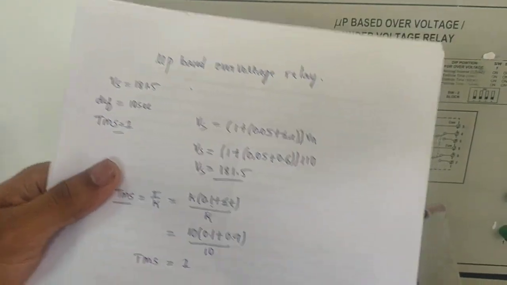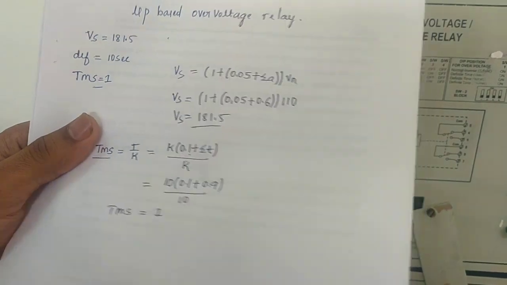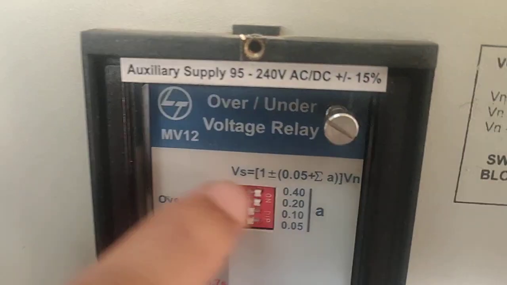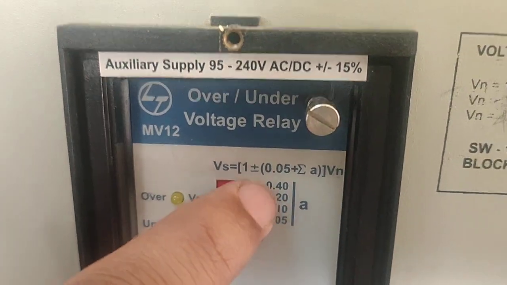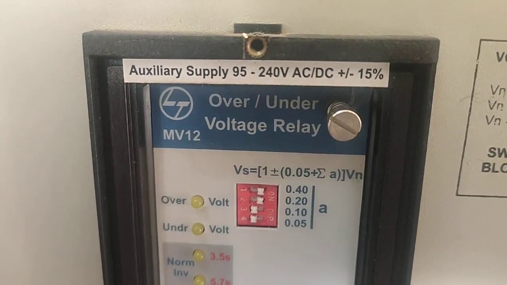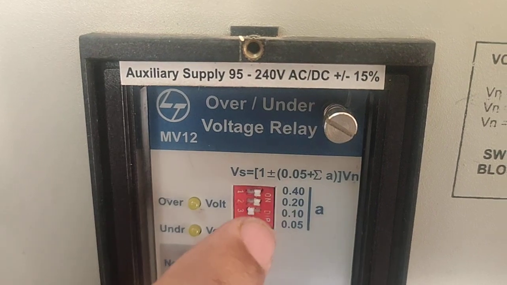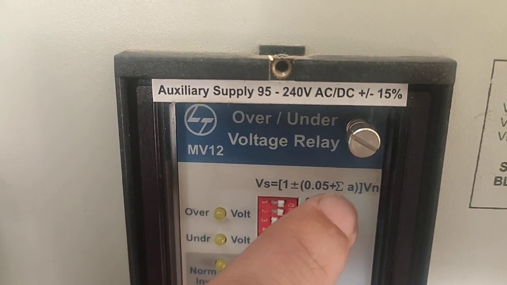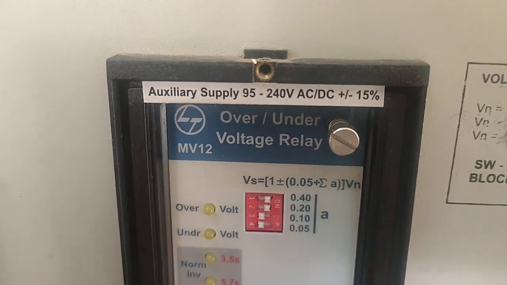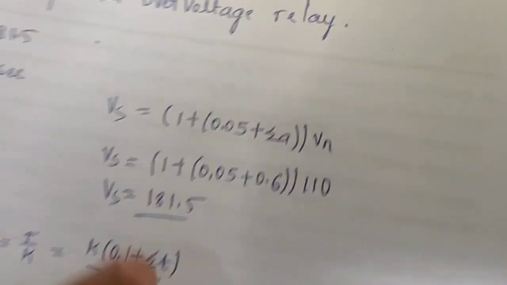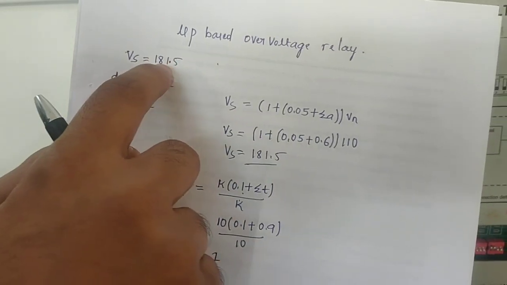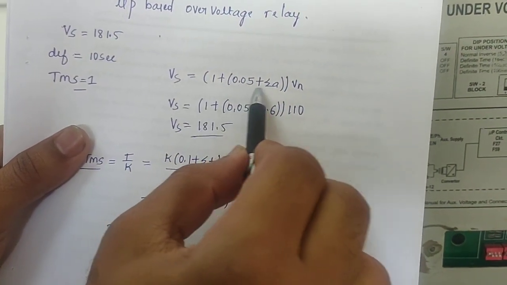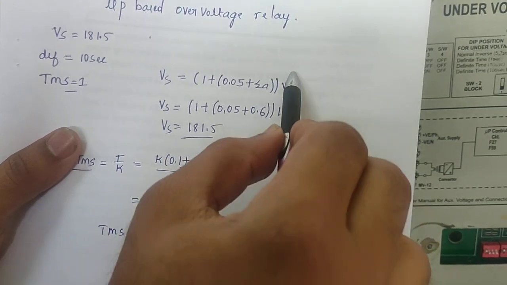So here is the formula in order to set the Vs. Vs is equal to 1 plus, the plus is for over voltage and minus is for under voltage. We are doing the over voltage relay, so Vs is equal to 1 plus 0.05 plus summation A and Vn. They ask us to set Vs to 181.5. Here 1 is constant, 0.05 is constant. We need to set summation A and Vn.